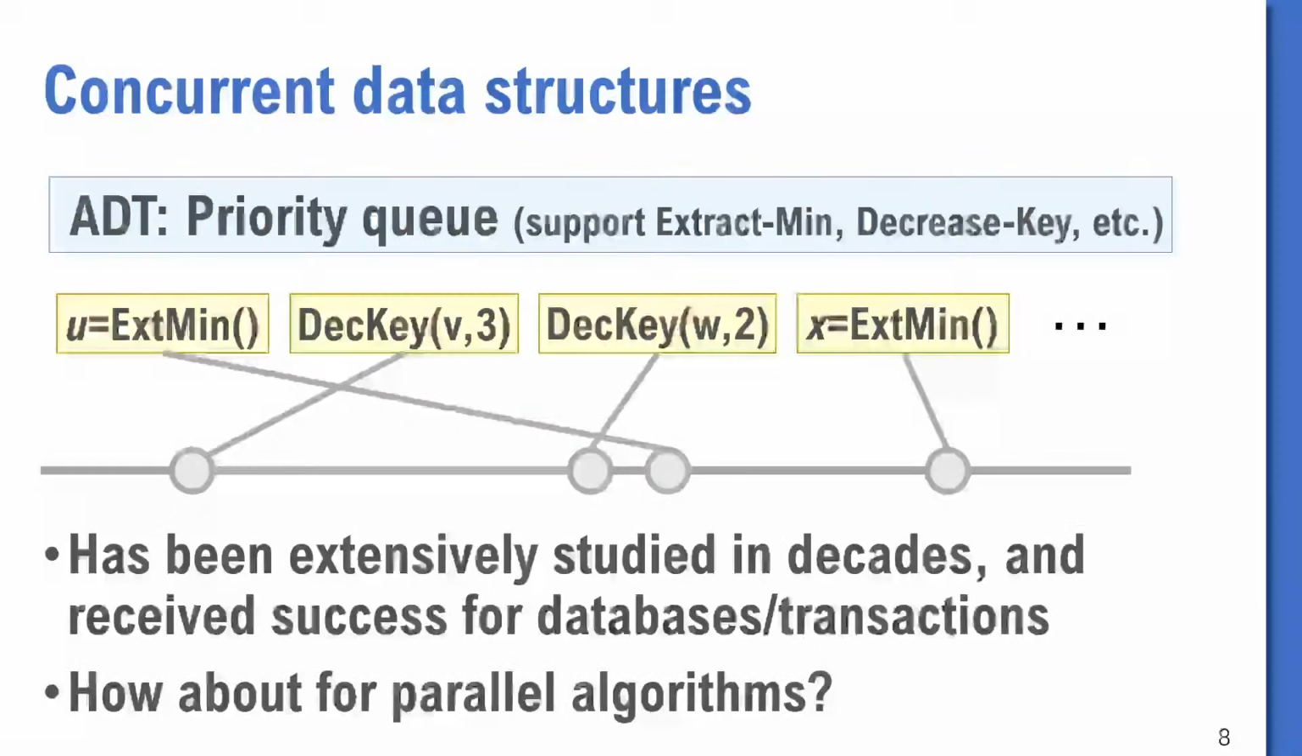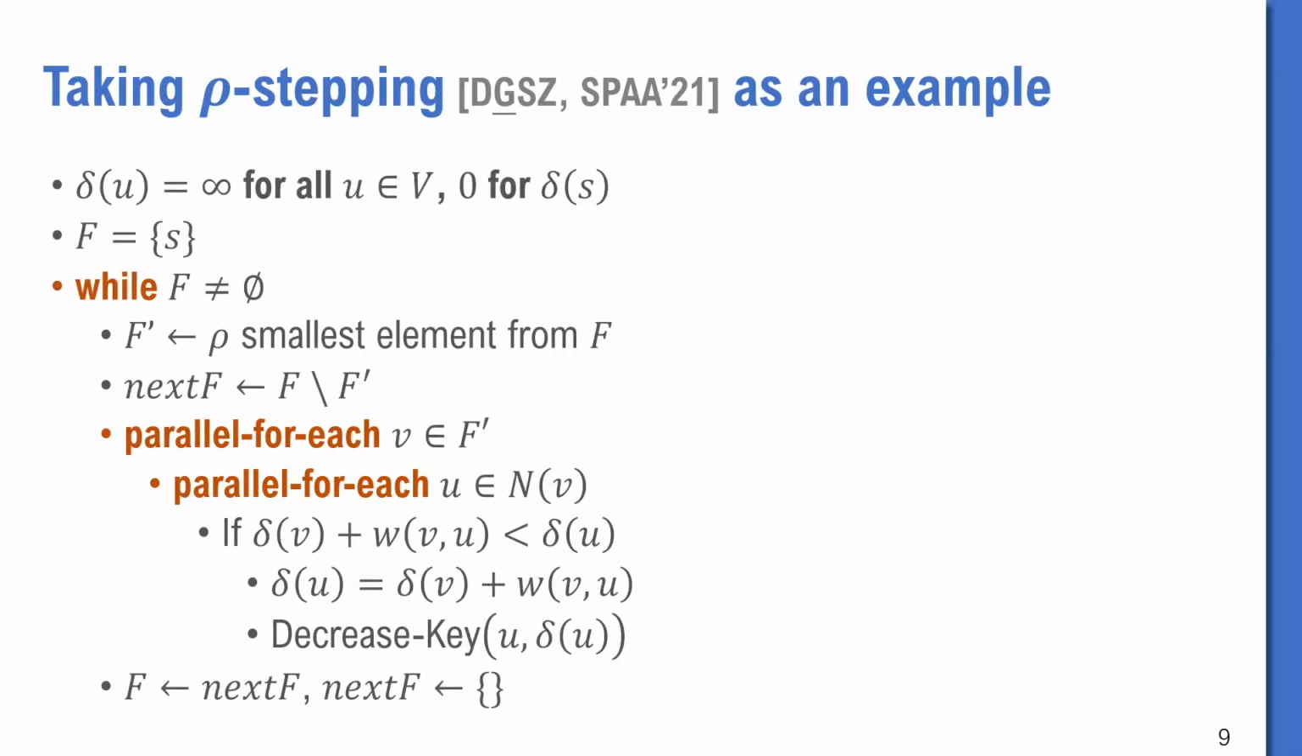As a comparison, for parallel algorithms, if you have 100 cores, usually you're expecting, let's say, 50 times speedup. There is a gap here. So what is the difference? I will use one example to show what data structures we use in parallel algorithms. Here we use one example, also computing shortest path, called the rho-stepping algorithm.